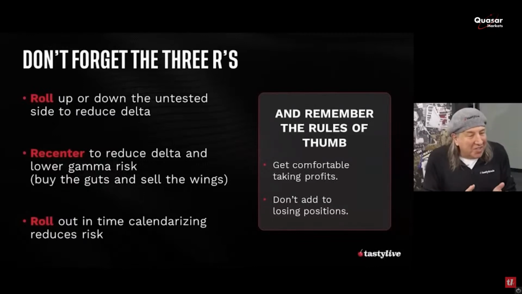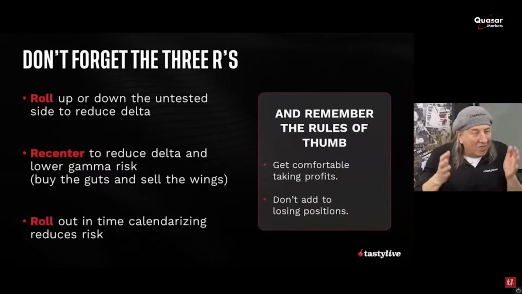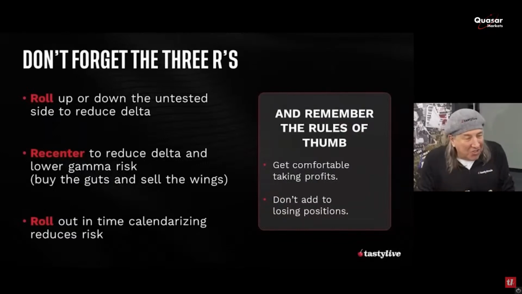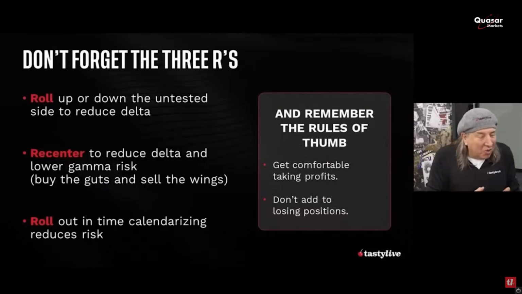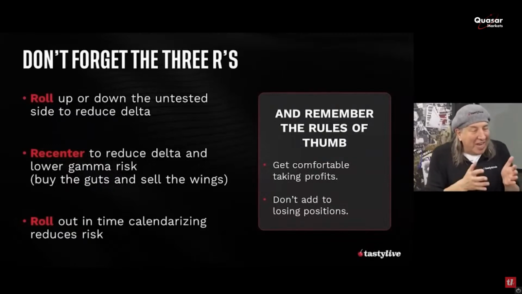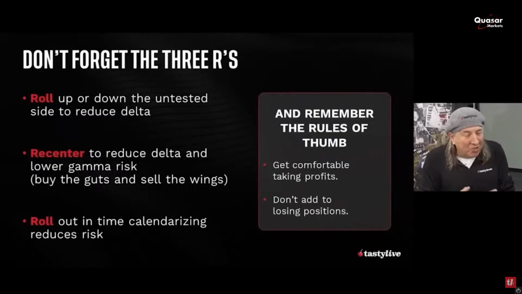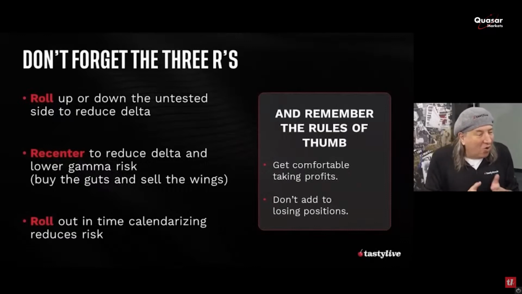And the next thing is rolling out in time. Rolling out in time means going from the current month to the next month. Now, all of these apply to listed options, ETFs, indexes, futures options. Same thing. There's no difference if you're trading crude oil, ES options, NQ options, natural gas options, copper options, or soybeans or bonds or note options. They're all the same thing.